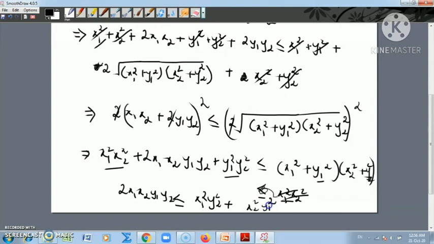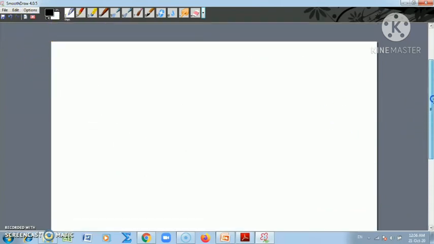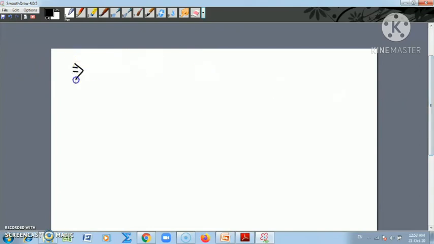that we can write this as, let me clear the board. I can write this as, that implies x1 y2 minus x2 y1 the whole squared actually, which is greater than equal to 0. But we know that this is true because this is what? This is a complete square, and so this has to be greater than equal to 0.